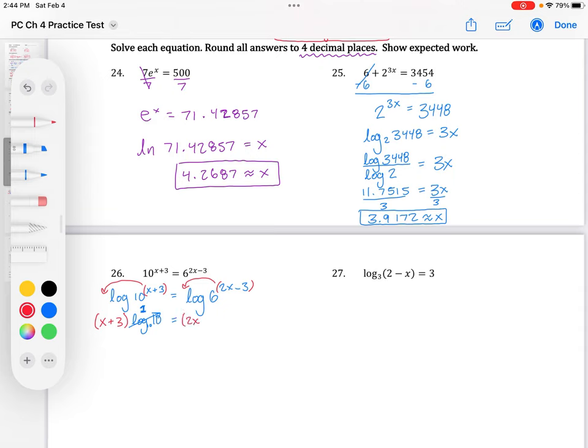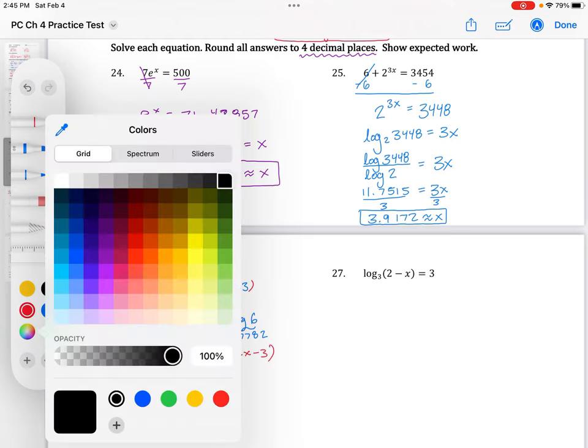This side, though, will have that 2x minus 3 times the log of 6. Now, if you plug this log of 6 into your calculator, it's going to give you about 0.7782. So here's what we've got. On the left side, we're left with x plus 3 equals 0.7782 times the quantity 2x minus 3. So now it's not a log problem anymore. Now this is just a straightforward equation where you get x by itself.